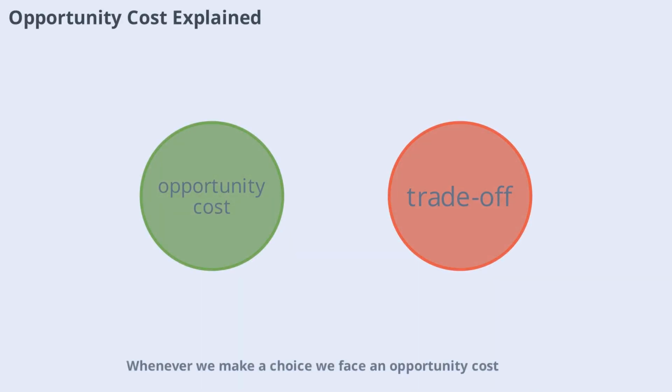Whenever we make a choice, we face an opportunity cost. Opportunity cost is the value of the next best alternative that we give up when we make a decision. For instance, if you spend an hour studying economics, the opportunity cost might be the hour you could have spent with friends. Recognizing opportunity costs helps us make better decisions by weighing what we sacrifice against what we gain.